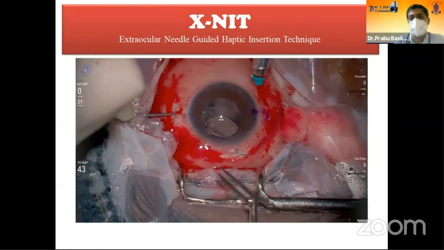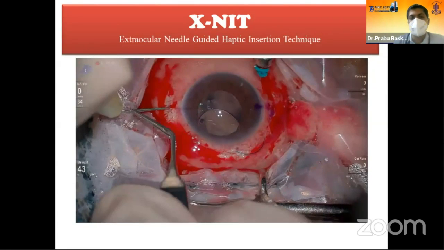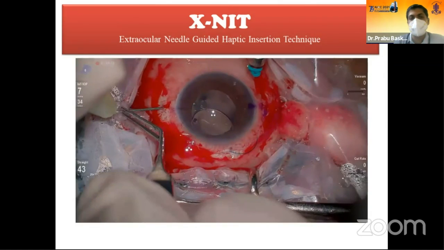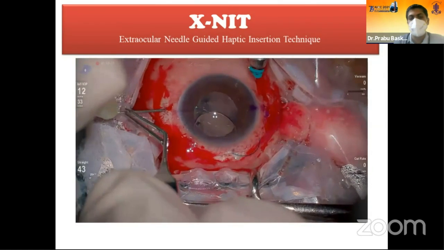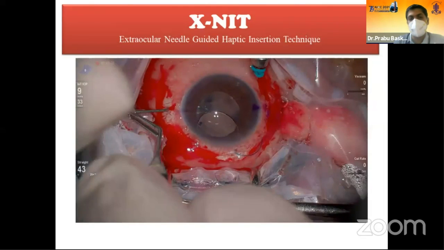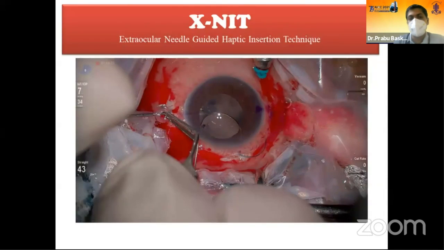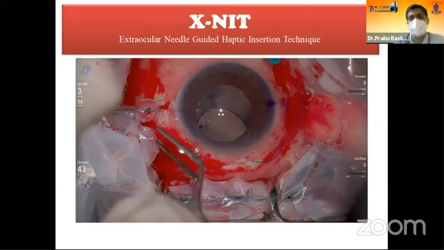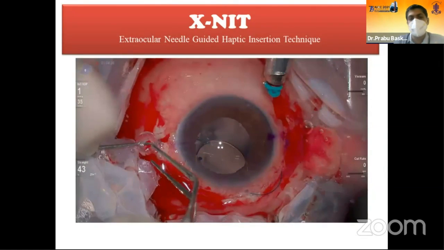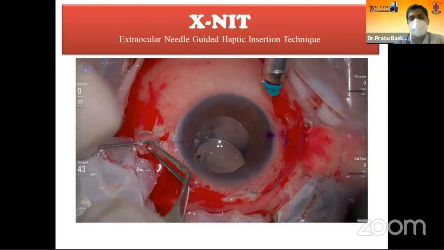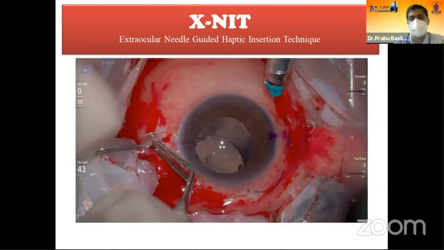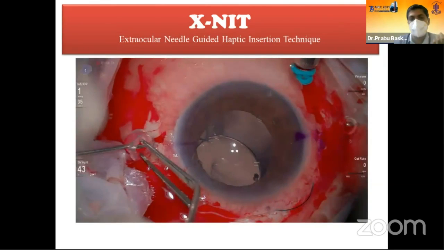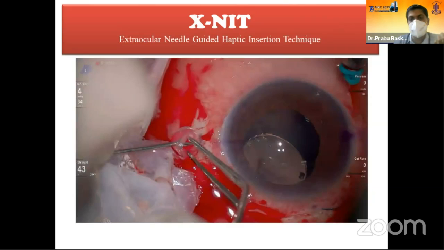Now we are going to exteriorize the leading haptic. Using a McPherson forceps, what you see, the circular thing, is the dual protection silicone stopper that we have provided. Everything's pre-loaded. You don't have to do anything. You just take the device and use it. Take it close to the sclera using the McPherson forceps. Keep the McPherson forceps inside the foramen of the stopper. Wait for the haptic to come. Retract the needle gently.